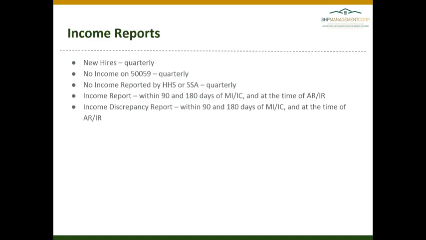Of the income reports, the new hires, the no income on the 50059, and the no income reported by HHS or SSA are all run quarterly, whereas the income report and income discrepancy report are both run within 90 and then again within 180 days of the move-in or IC certification being transmitted to TRACS, as well as at the time of an AR or IR certification processing.